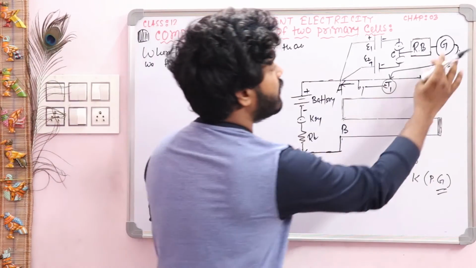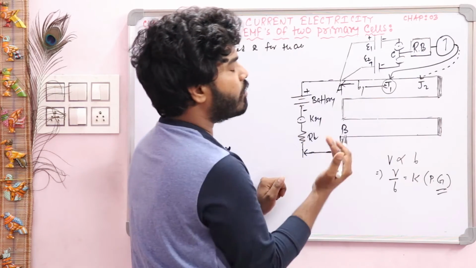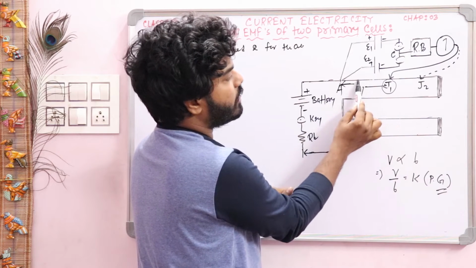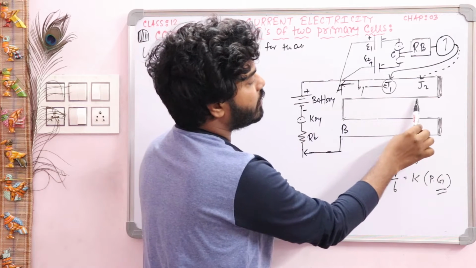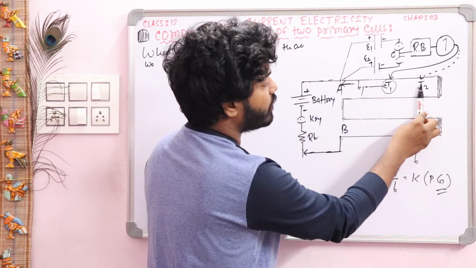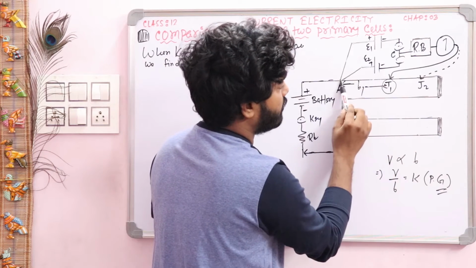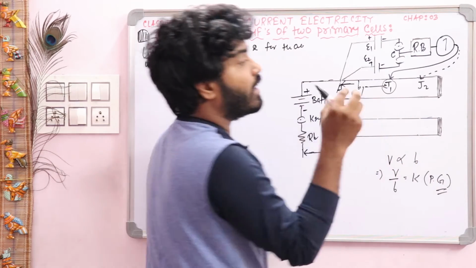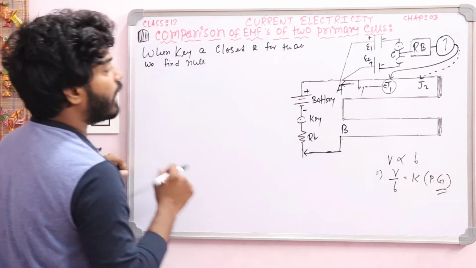So the galvanometer gives a deflection like this, and you have to find out the null point this way. Suppose you connect your jockey at this point, so the galvanometer shows deflection in this way. Now you connect your jockey at this point, and suppose the galvanometer shows deflection the other way. So you have to find the point between these two points where there is no deflection. In this way you have to find out the null point.